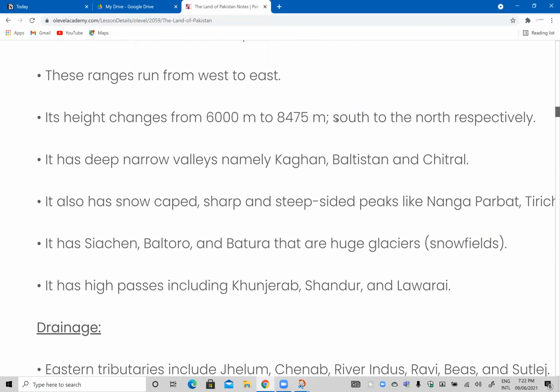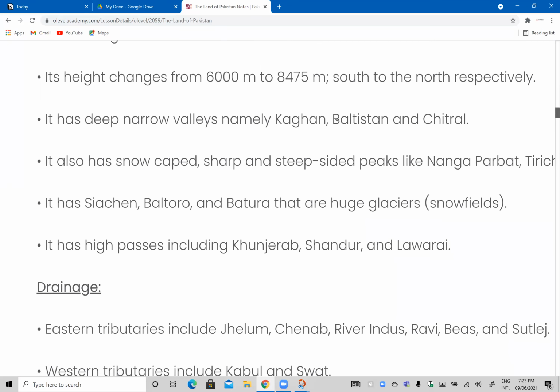Okay, deep, narrow valleys. You should also know the examples of some of these important valleys: Baltistan, Chitral, Kahan. These are important places, the important valleys that are located in the northern mountains. Guys, please do remember these names. Keep writing things down, because you will be asked to write examples when you'll be attempting questions.